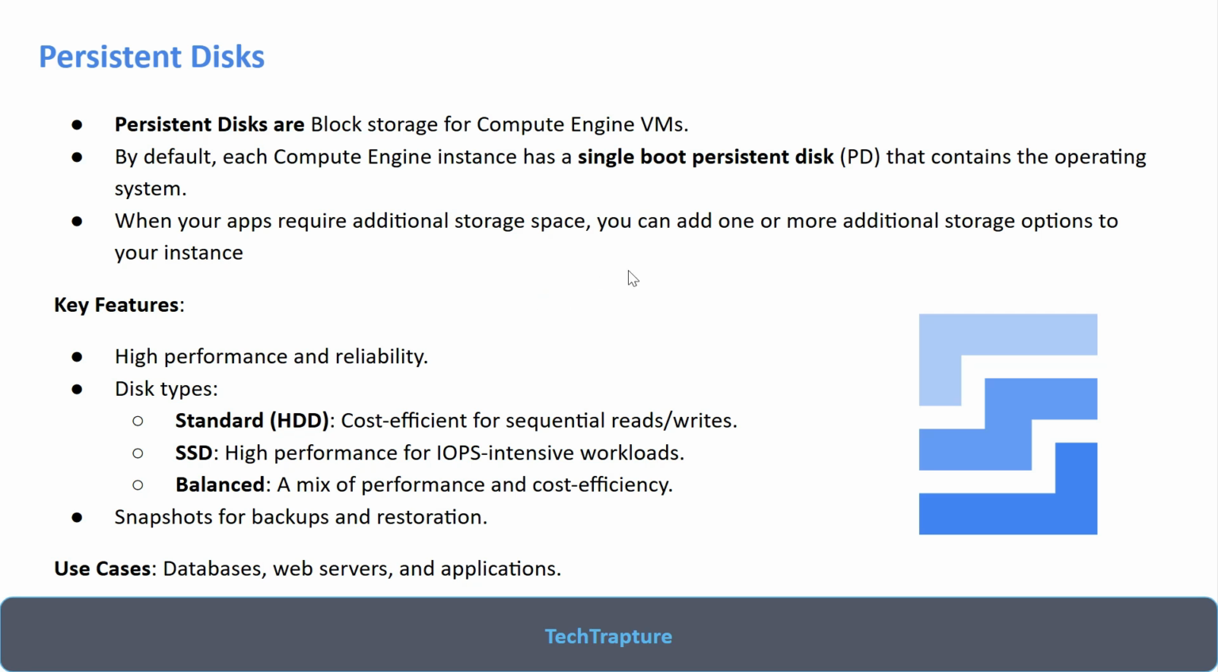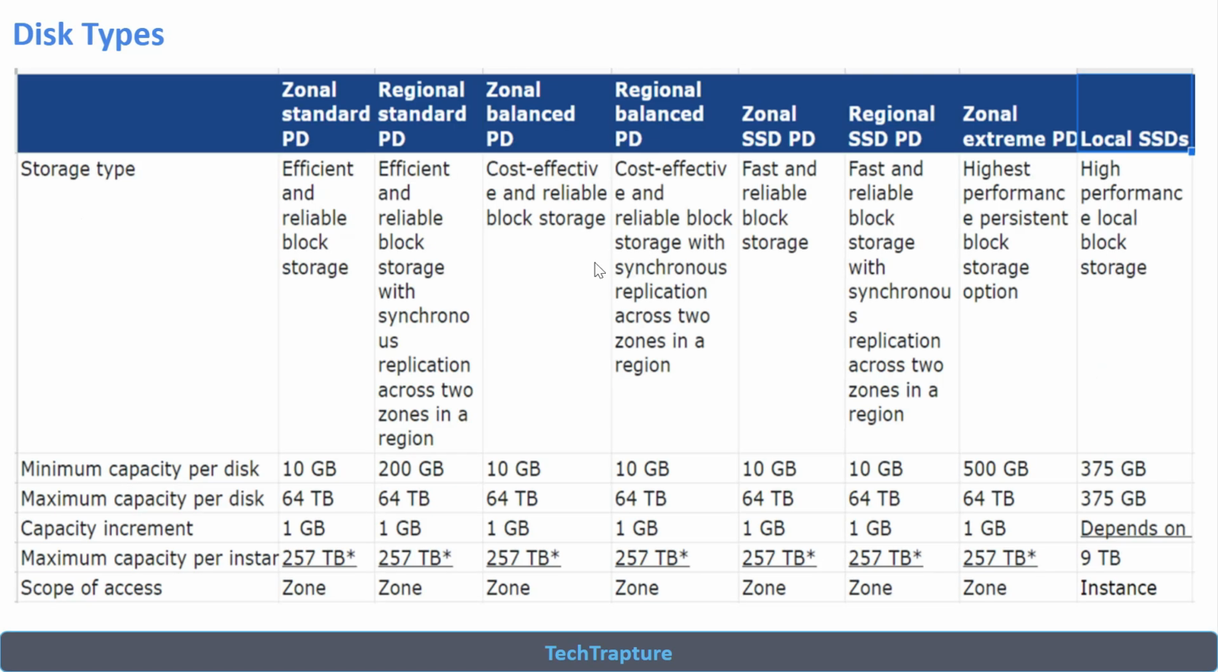Now, as I said, there are different types of disk. Let's see what the different types of disk are. You can see we have zonal standard persistent disk, regional standard persistent disk, zonal balanced, regional balanced, zonal SSD, regional SSD, and an extreme persistent disk which is for high performance. For each of these disks you can see the minimum capacity: either 10 GB, or 200 GB for regional standard, or 10 GB for zonal persistent disk. For regional balanced, a minimum of 10 GB is required, and you also have the maximum capacity per disk. So this is the comparison of the disk types. Local SSD is attached to your hardware, and it can be used with that instance only. That's all about persistent disk in a theoretical way.